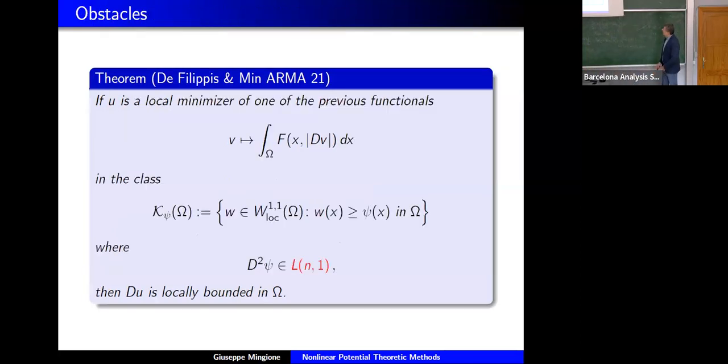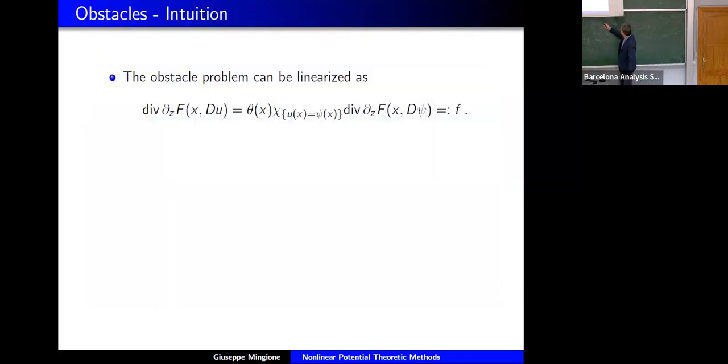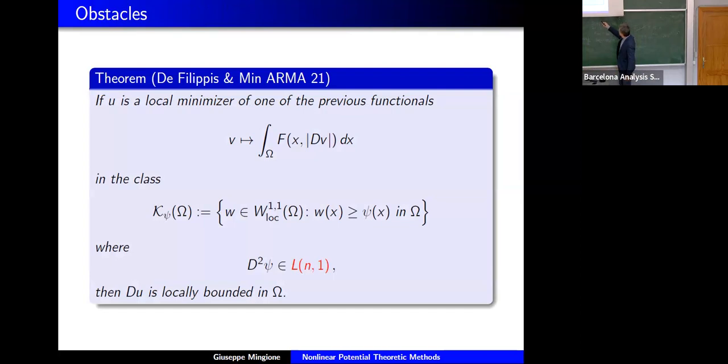Okay, we have applications to obstacle problems. You want to minimize this in this class, and you want to find the best possible condition on the obstacle guaranteeing that the gradient is bounded for all these kinds of functionals. This is already new for the p-Laplacian case, but it also works for the exponential. This is still a paper with Cristiana. And then the second derivatives of the obstacle must be in L^{n,1}. And this is sharp, you cannot get better than this.